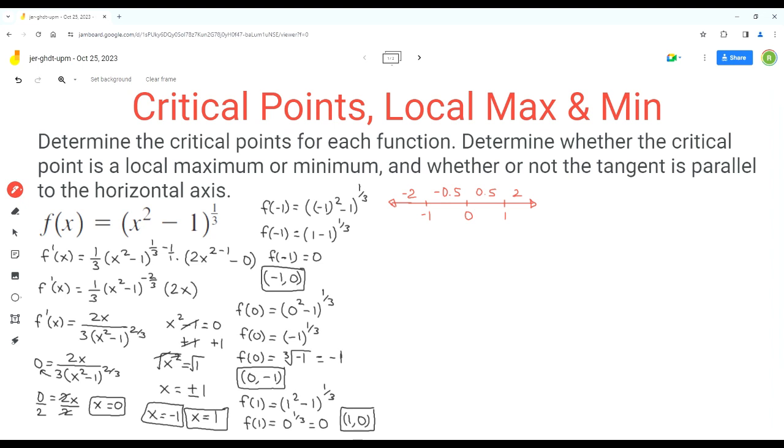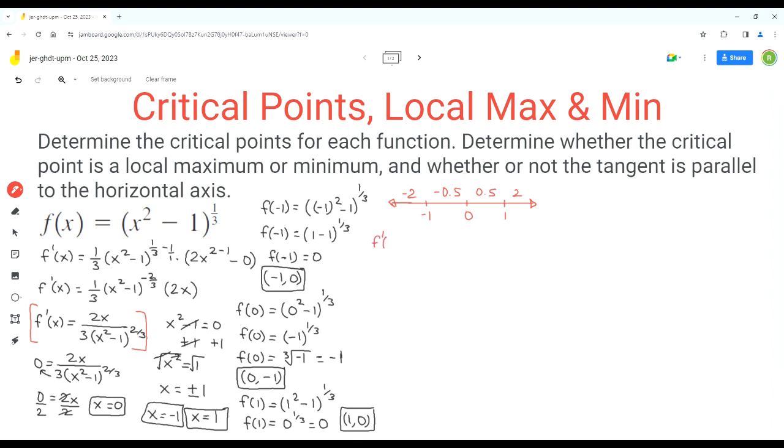Now we have to sub in these test values in the prime of f at x, because as you may remember, the function is increasing if the prime of f at x is greater than 0, and the function is decreasing when the prime of f at x is less than 0. So the expression for prime of f at x is this one. So let's start with -2. So we can sub in x as -2.